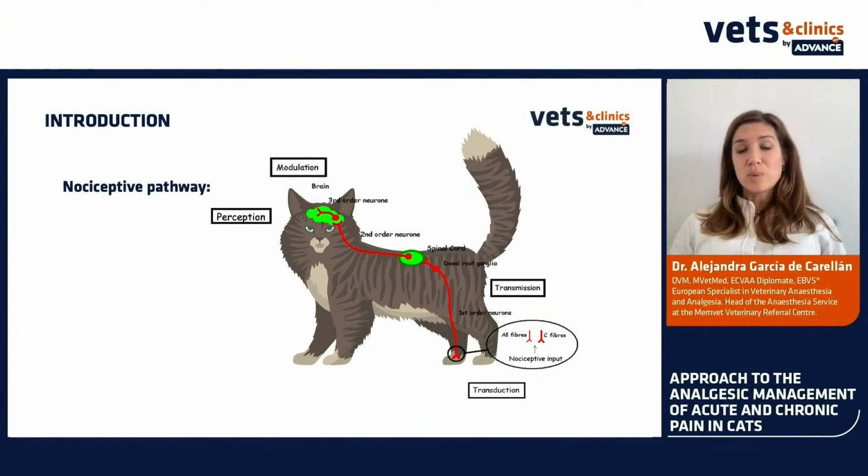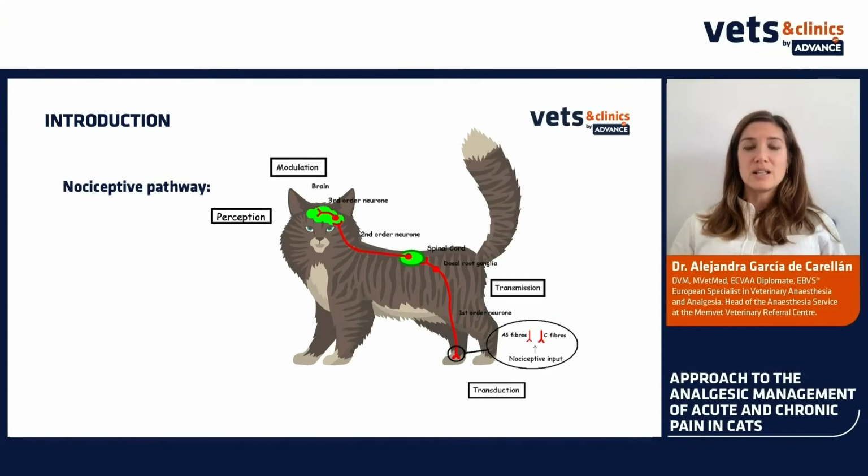Then we go to the spinal cord, where there will be a second neuron, and they will synapse there. And then we will have modulation of the pain in the spinal cord. We can also have modulation of the pain all the way up to the brain. And these spots are basically places where analgesics can act, like, for example, modulation of pain, transmission of pain, transduction of the pain.